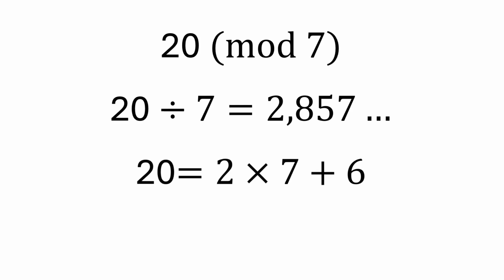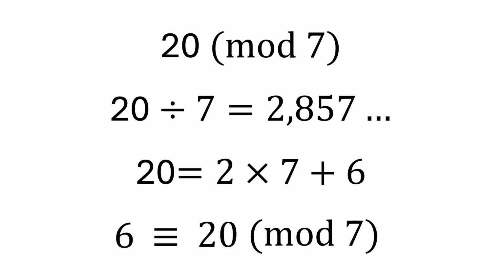Instead, we can write 20 as 2 times 7 plus 6, because 7 goes 2 times into 20, and we get a remainder of 6. And this means that 20 is congruent to 6 modulo 7. And we can also write this the other way around, because this congruency operator is an equivalence relation. So it behaves pretty much like equality. If A is equal to B, then B is also equal to A.